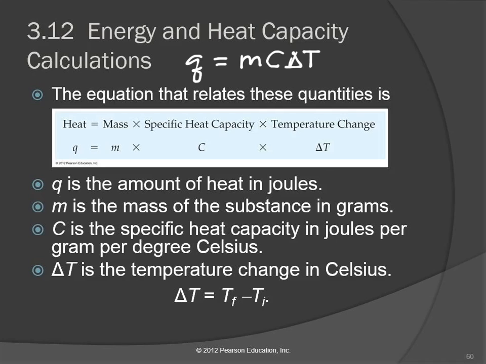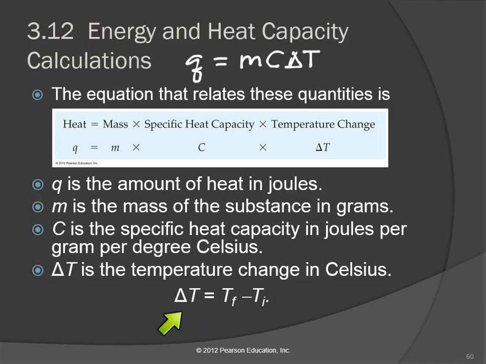So Q is the amount of energy, the amount of heat in joules. M is the mass of the substance in grams. C is the specific heat capacity that we just talked about. And delta T is the temperature change. Delta, this triangle, is a capital Greek letter, delta. And in science, we use that to mean change in. So delta T is the change in the temperature.